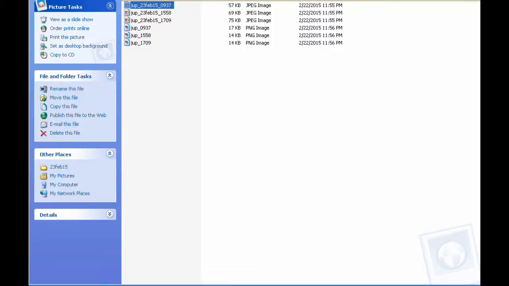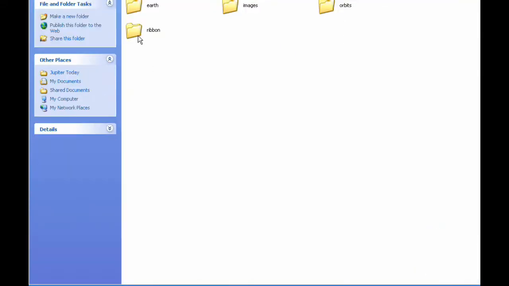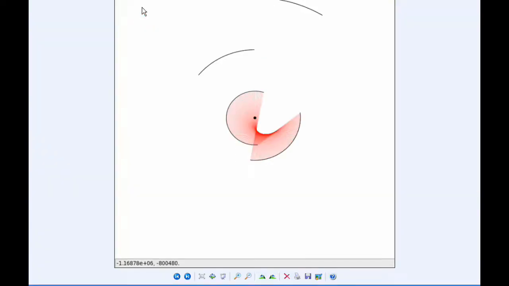Okay, orbital ribbons for today. These are just the temporal connections between the four Galilean moons. These are the same orbits that you saw earlier. And I've just connected these orbits in time to form some interesting shapes, which to me look like twisted ribbons.